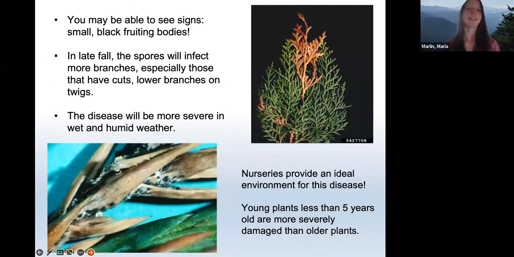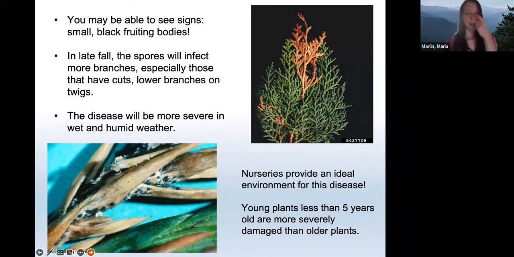As far as signs for this one, you might be able to see small black fruiting bodies if you look carefully at the tips that have died. And these are the main sign that's produced by these 2 fungi. And in the late fall, the spores will then be released and infect more branches.